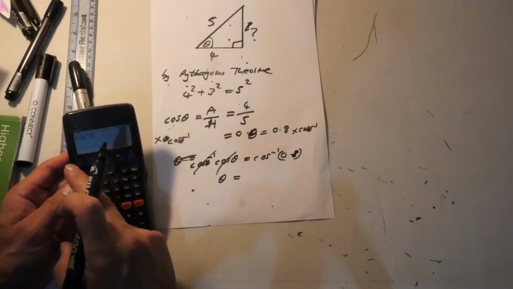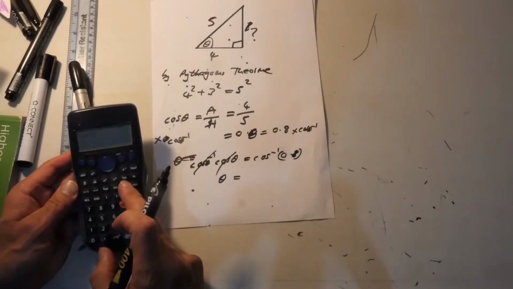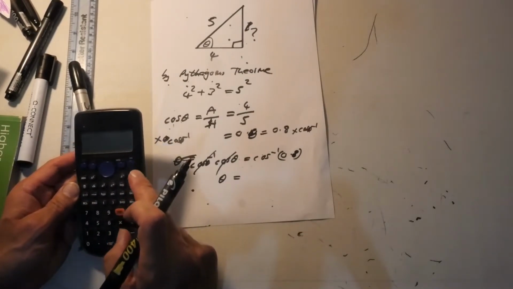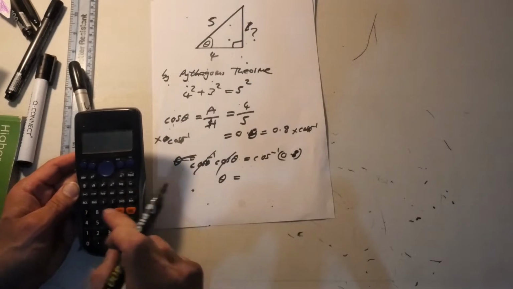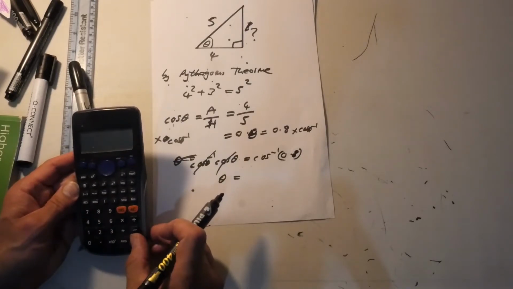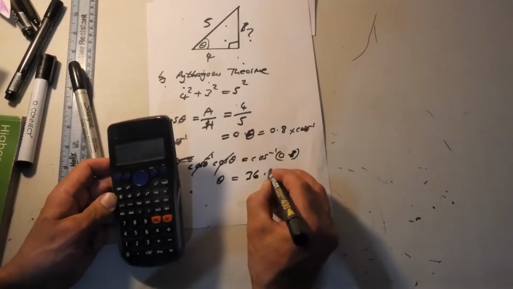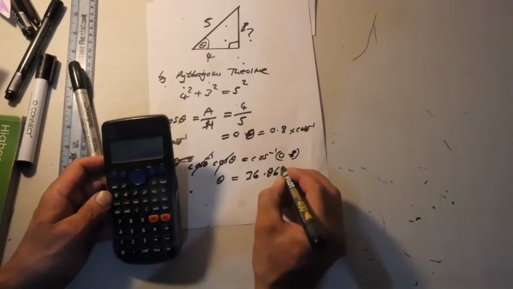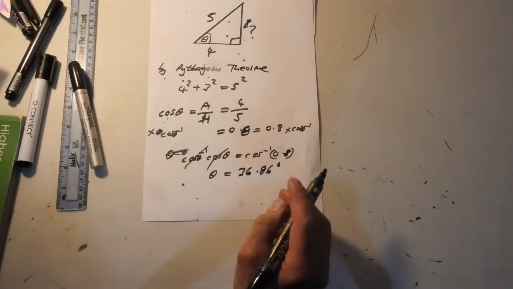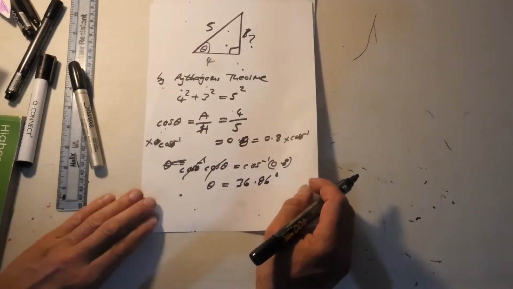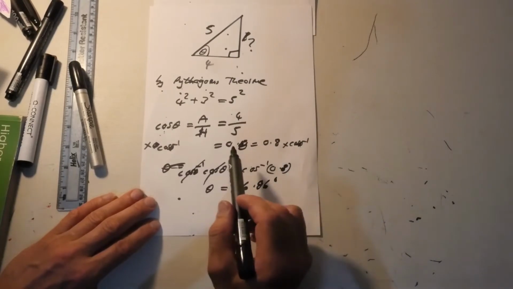So you type shift cos, which gives you the inverse cos, of 0.8, okay? Punch it all through the calculator and you get theta equals 36.86 degrees. So that's basically how you use it, and the same would go for sine and tangent.